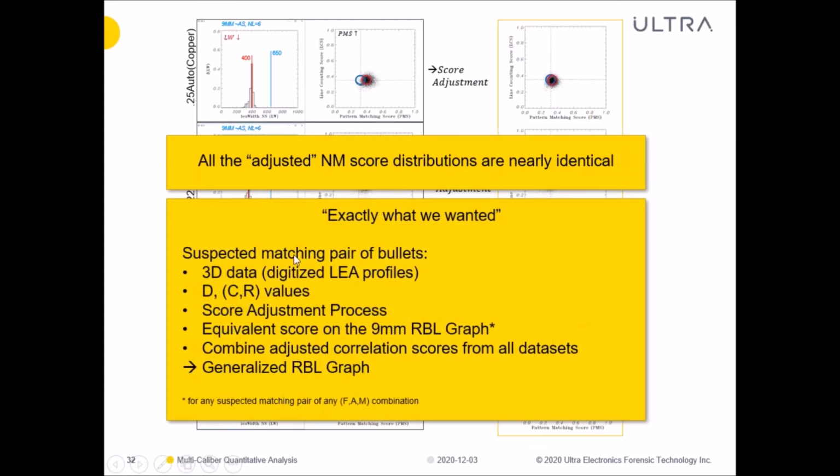For a suspected matching pair of bullets, as we said, we acquire them on Quantum, we get the 3D information. From that, we extract the digitized land profile. And from these profiles, we get the objective identification score, we get the CNR values, and we actually pass that information to the score adjustment process. That will give me the equivalent score on the 9mm RBL graph. And we have to note that this is for any suspected matching pair of any FAM combination. So now we are ready to combine adjusted correlation scores for all our 5 datasets to get our generalized RBL graph.